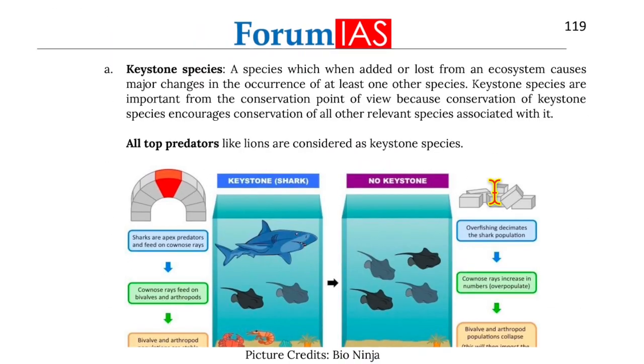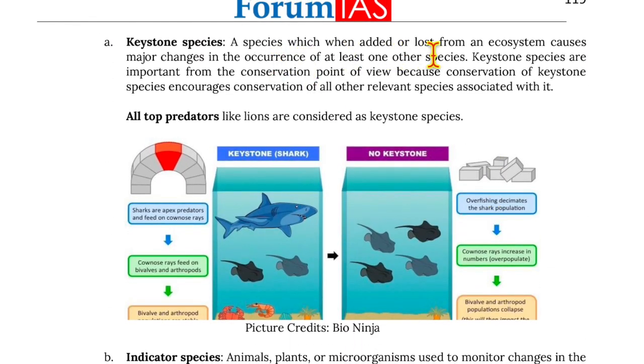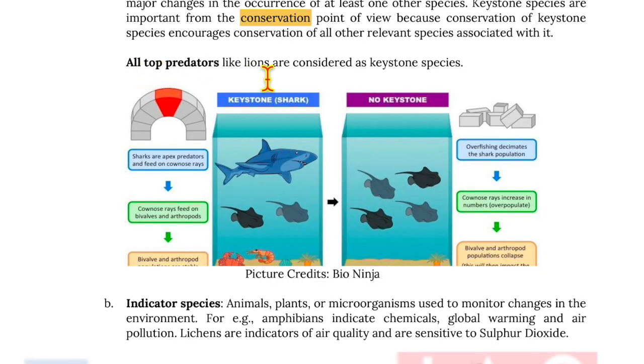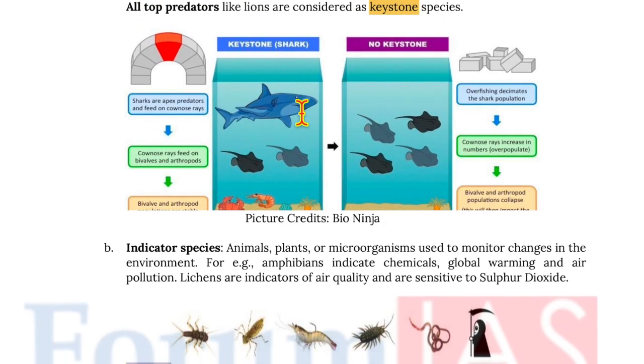Now moving on to keystone species: a species which, when added to or lost from an ecosystem, causes major change in the occurrence of at least one other species. Keystone species are important from a conservation point of view because conservation of keystone species encourages conservation of all other relevant species associated with it. All top predators like lions are considered keystone species, also elephants.